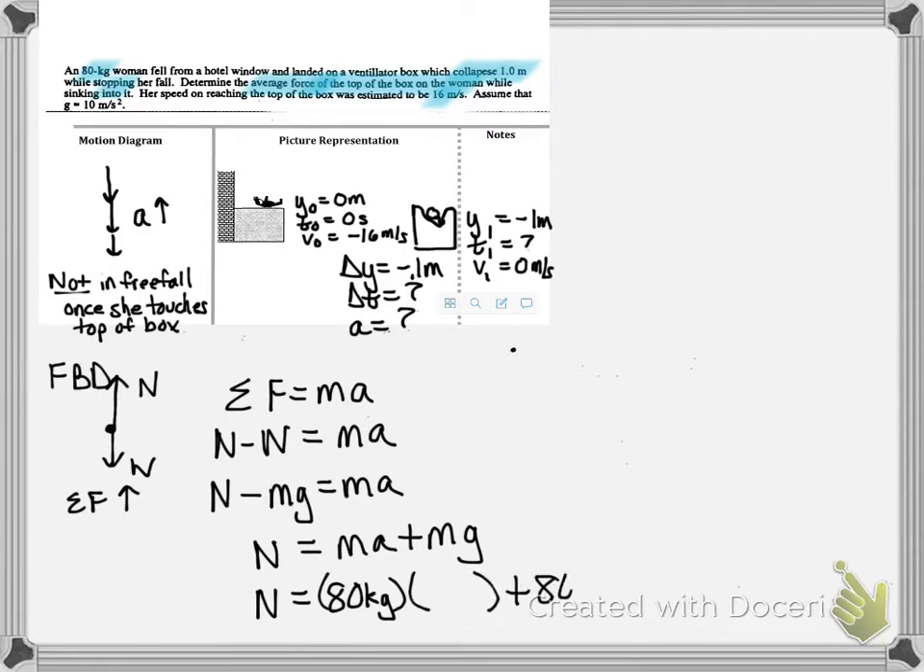She does have an acceleration. Her velocity is changing while she is in contact with the box there. So you cannot say normal force is equal to weight, or N minus W equals 0. It doesn't. She has an acceleration. We know that from our motion diagram.